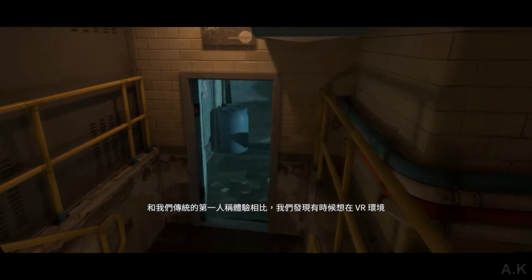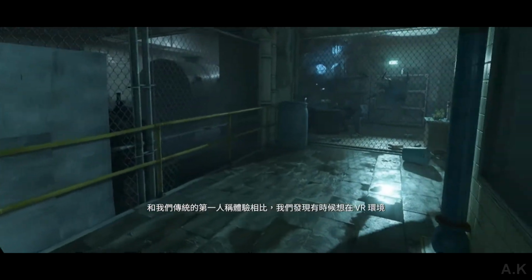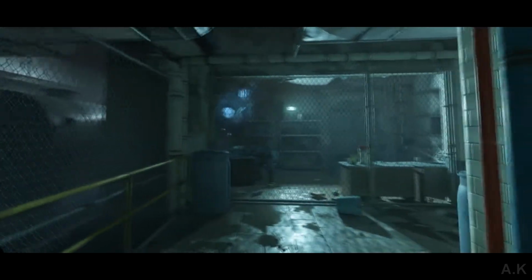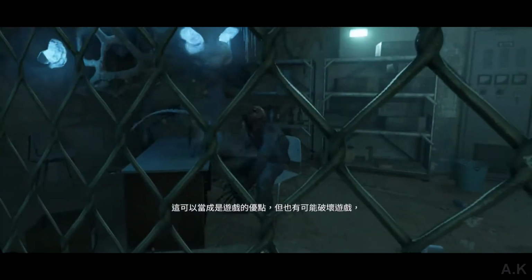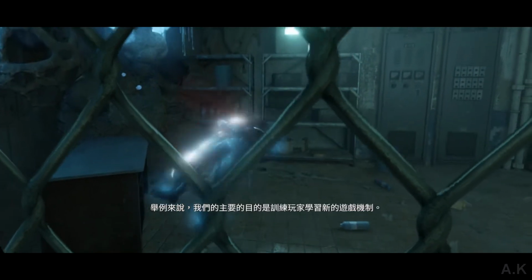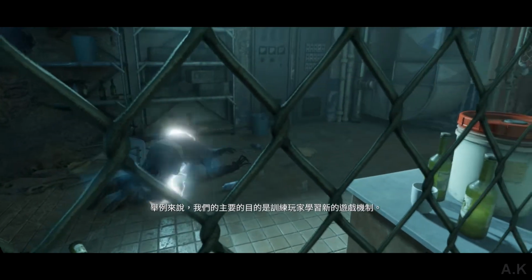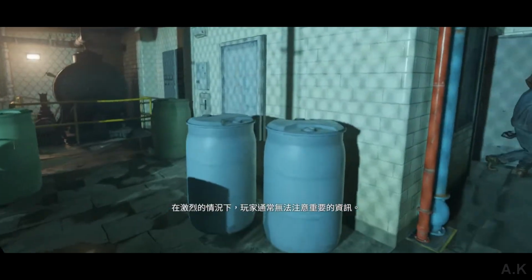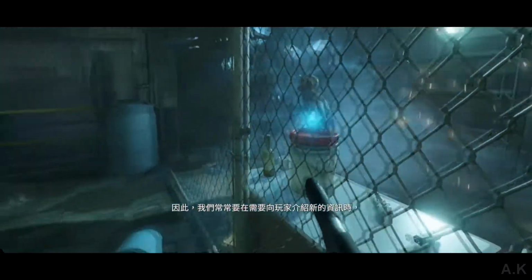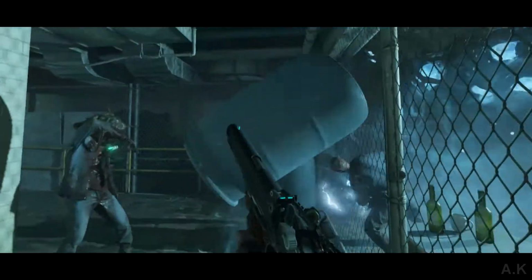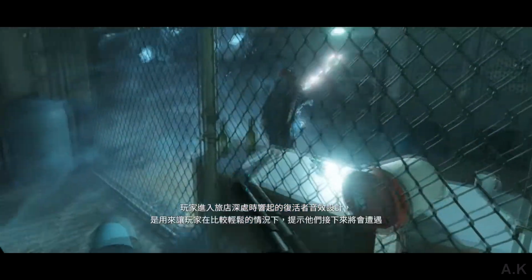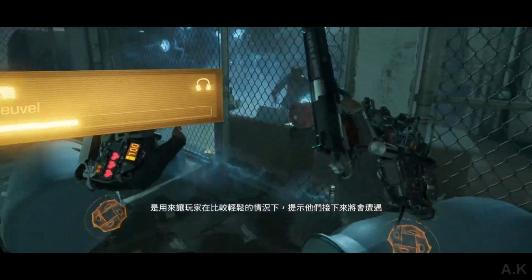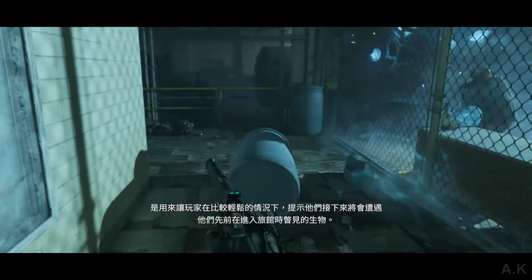Compared to our traditional first-person experiences, in VR we found it was sometimes all too easy to create an intense atmosphere. This can be to the game's advantage, but it can also be detrimental in cases where our focus is on training players in some new game. In intense situations, players frequently fail to notice or retain critical information, and as a result, we often had to reduce tension in areas of the game where we were introducing players to something new. The audio of the reviver here as the player descends beneath the hotel is designed to ease players into the idea that they will be encountering the creature that they had briefly seen as they entered the hotel earlier.